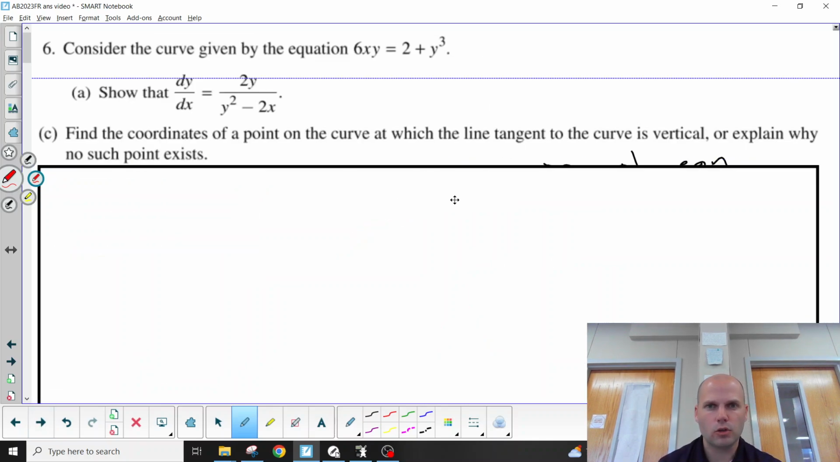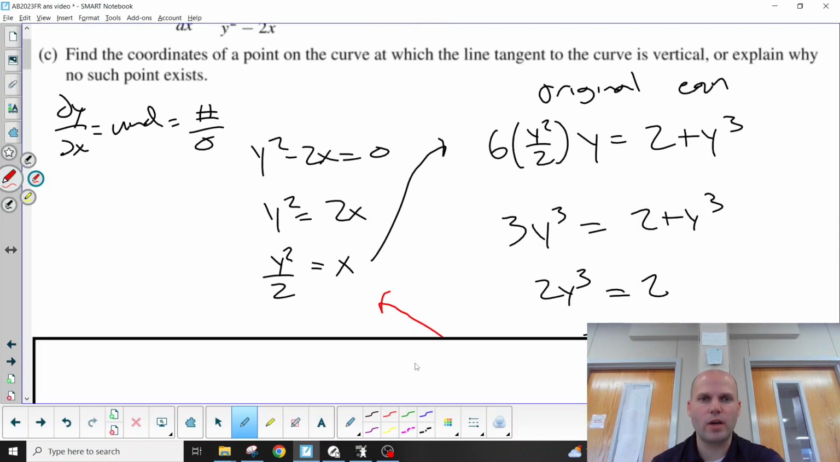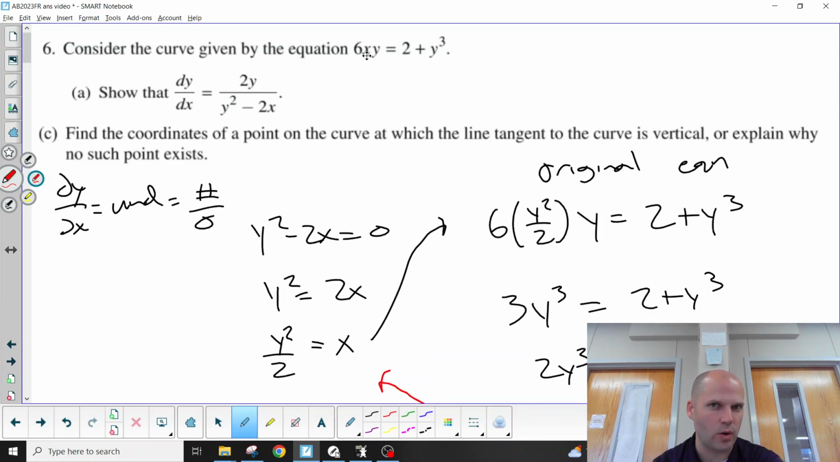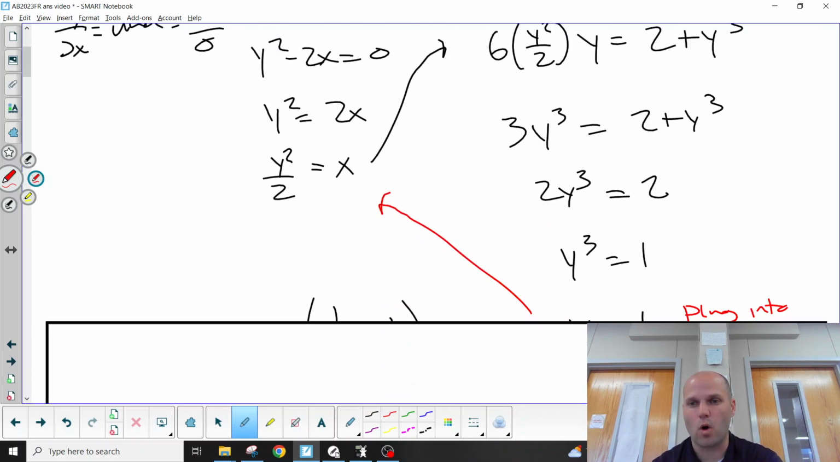Part C, though, is a little trickier, because a vertical tangent is when the denominator equals 0, when our derivative is undefined. Now, what we have to do is solve for a variable. If you solved for y, this is a much trickier problem. If you solve for x, though, notice there's only one x in our original equation. That's going to be easier. Plugging in y squared over 2 for x in the original equation when I take this bottom set equal to 0, simplifying, solving that, piece of cake, we get y is 1.